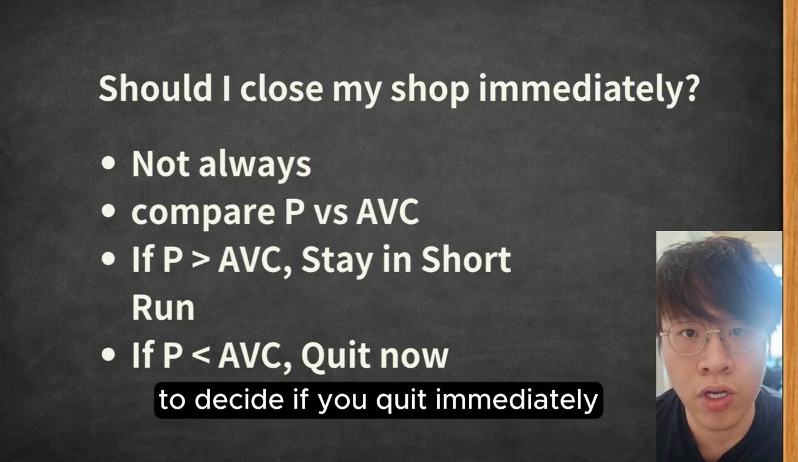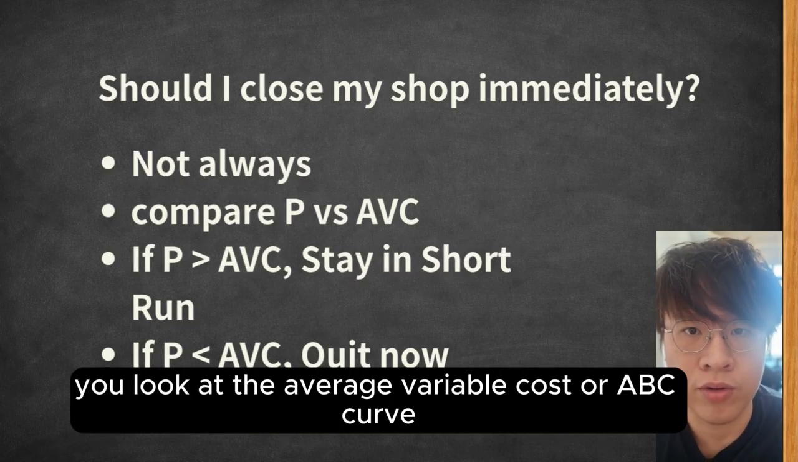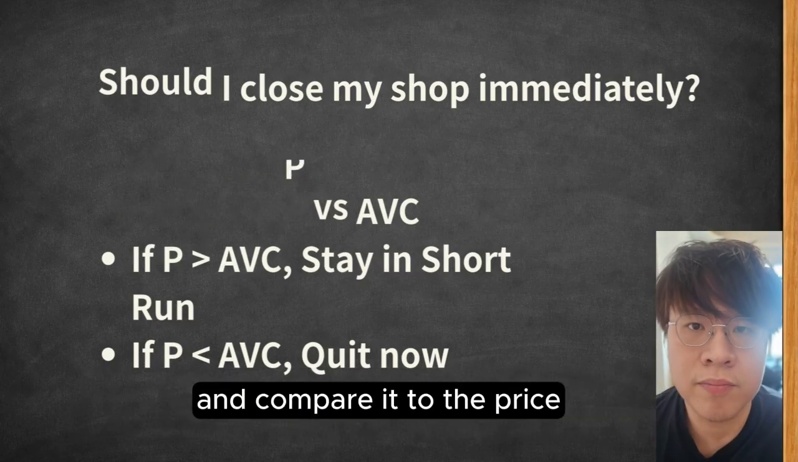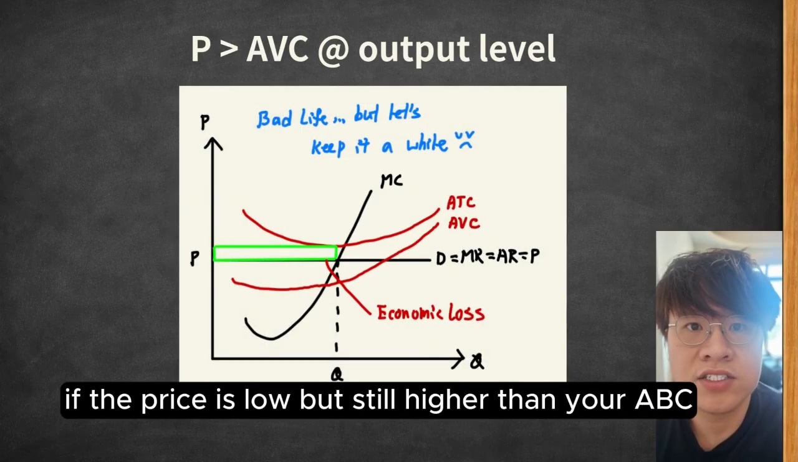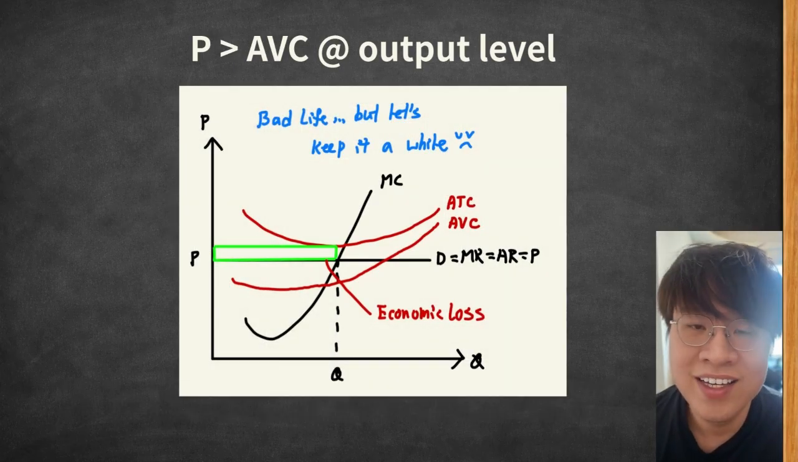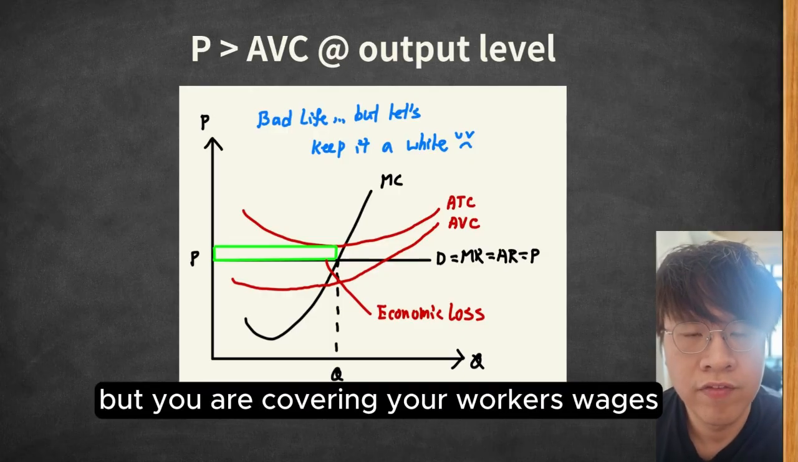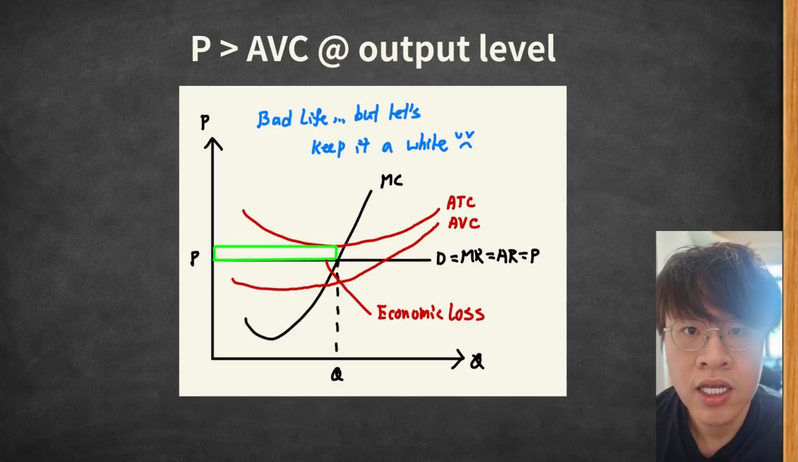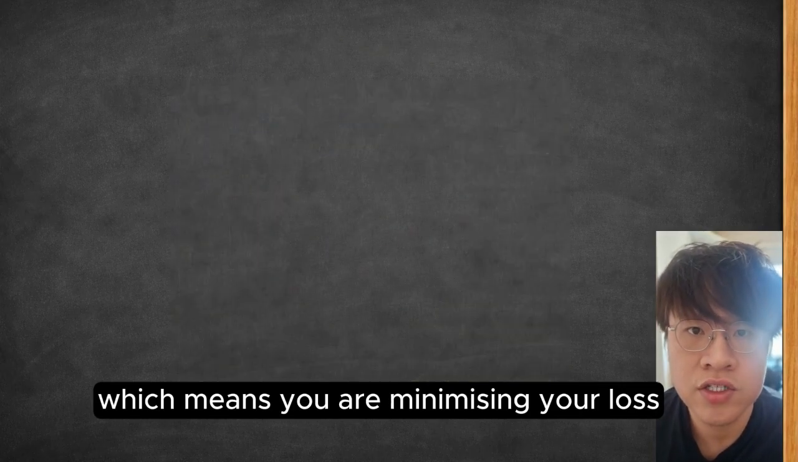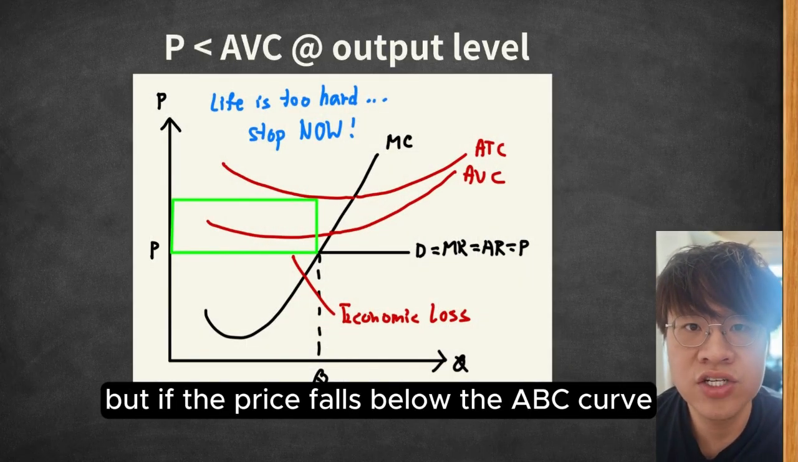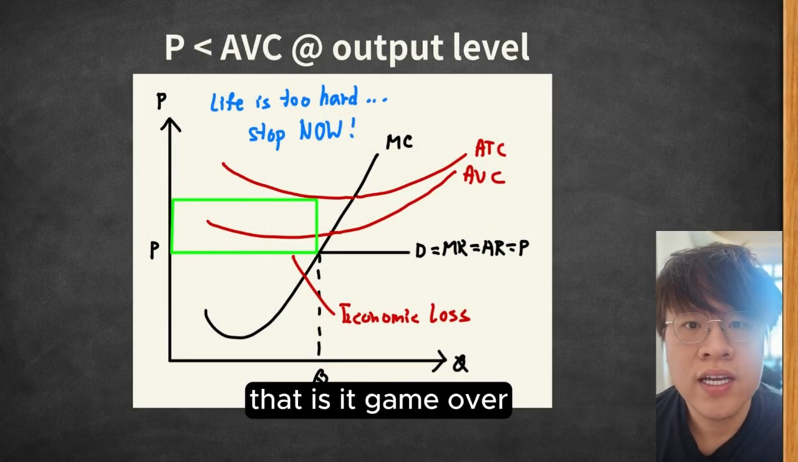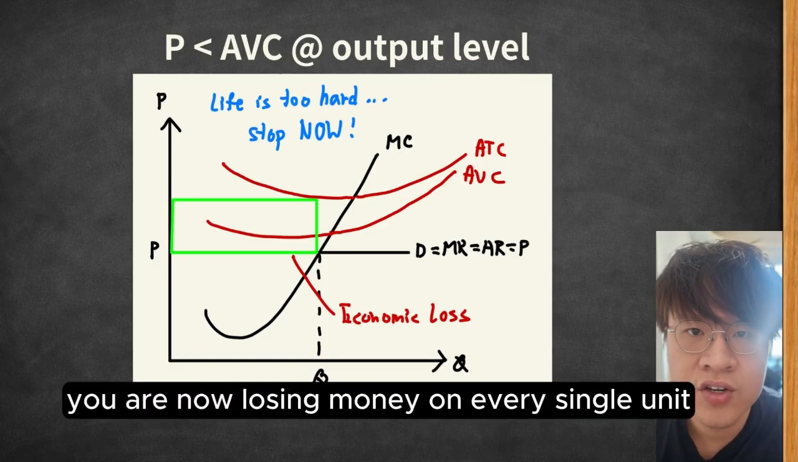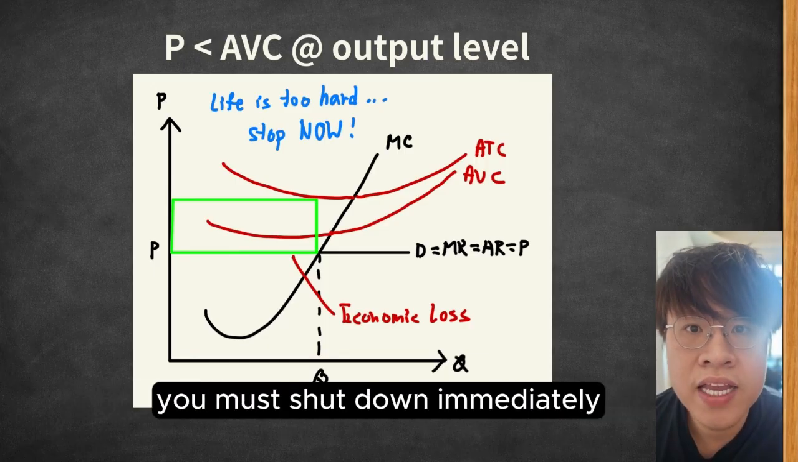To decide if you quit immediately, you look at the average variable cost, or AVC curve, and compare it to the price. If the price is low, but still higher than your AVC, you stay open in the short run. You are losing money, sure, but you are covering your workers' wages and paying off a tiny bit of your fixed costs, which means you are minimizing your loss. But if the price falls below the AVC curve, that is it. Game over. You are now losing money on every single unit. You must shut down immediately.